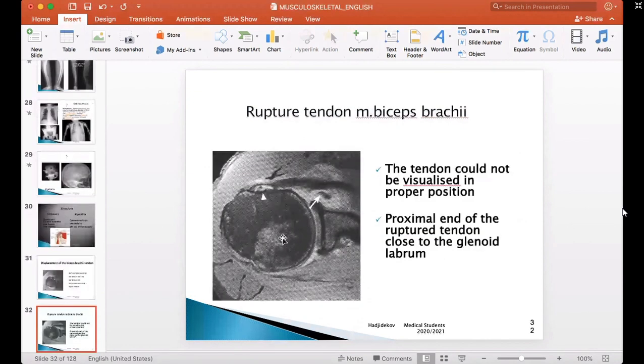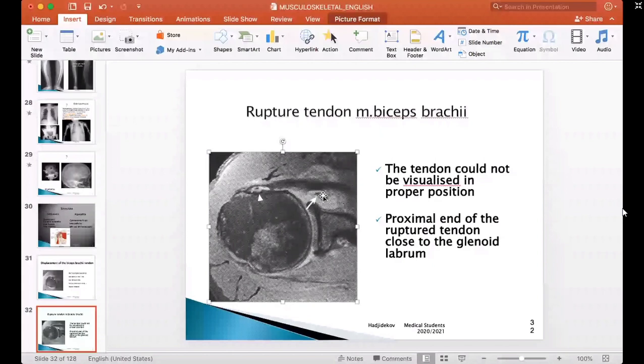And once we have a displacement, this could result in a rupture of the tendon. And you see in this example a very nice image of a tendon that could not be visualized in its proper position, right in the groove of the tendon. And the proximal end of the ruptured tendon is located close to the glenoid labrum. This is the glenoid labrum here.